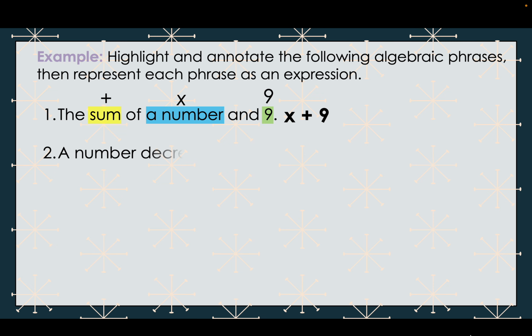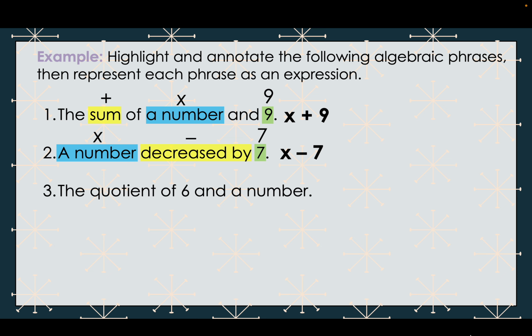Let's do another one. A number decreased by 7. A number, remember, represents x because we don't know what the number is. And we're going to decrease it by 7, which means we're going to subtract 7 from x. So we can write this as x minus 7.